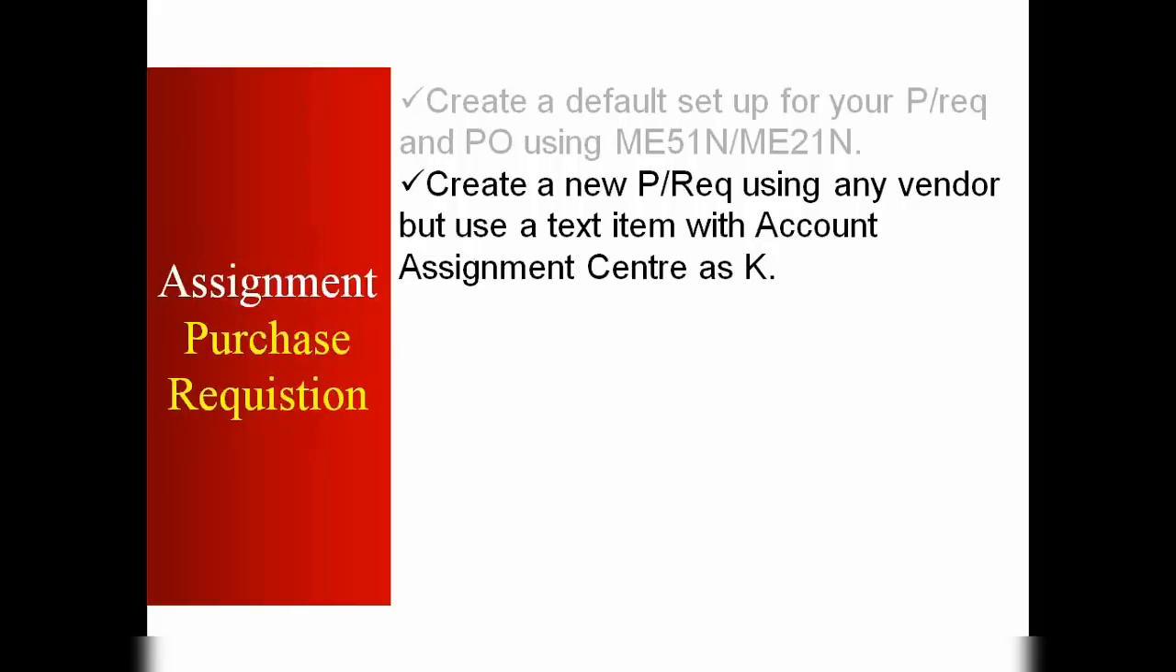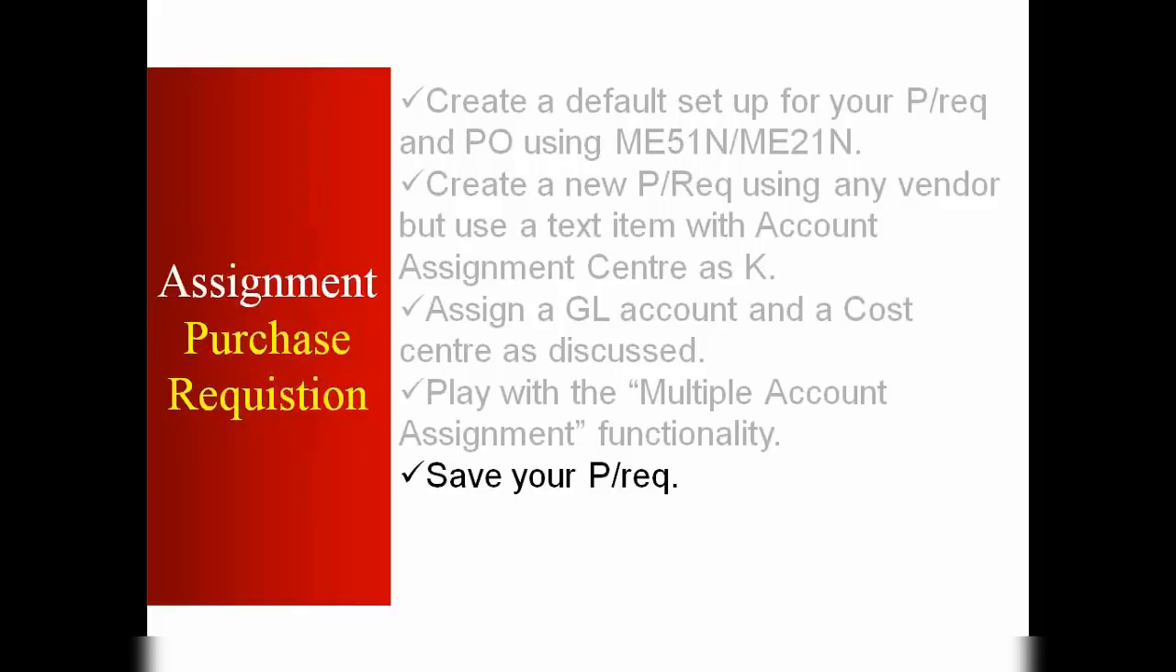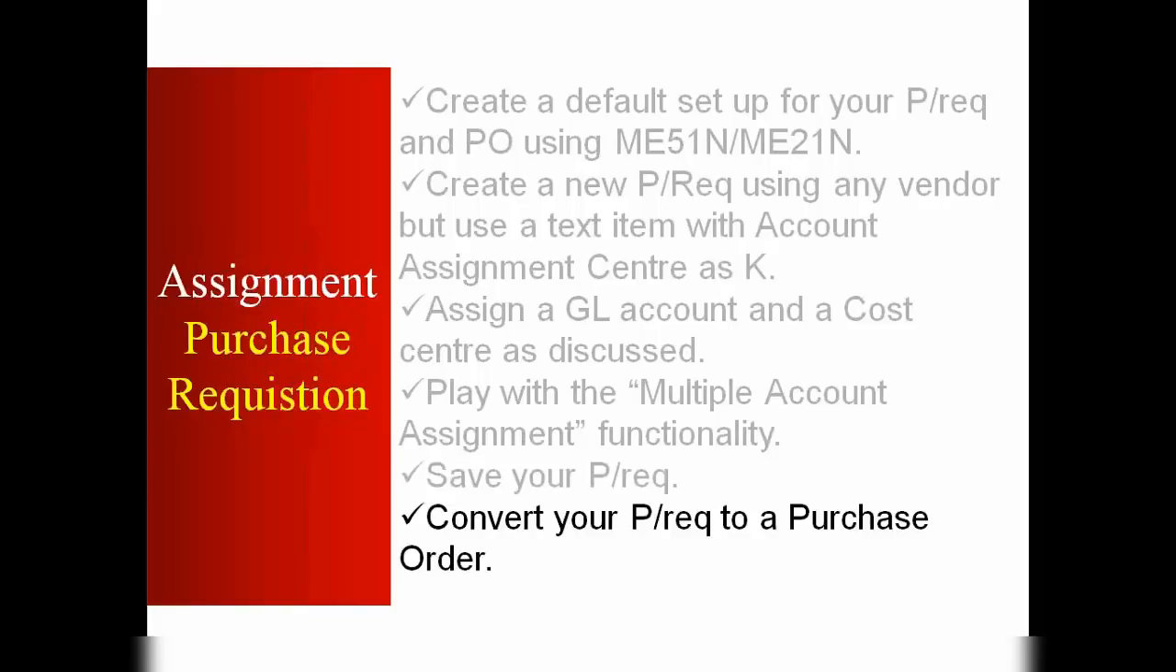And also have a play with the multiple account assignment function, where you can assign multiple account assignments. So save your purchase requisition, and finally convert your purchase requisition to a purchase order. Once you have converted a purchase requisition to an order, then check the status of your purchase requisition.